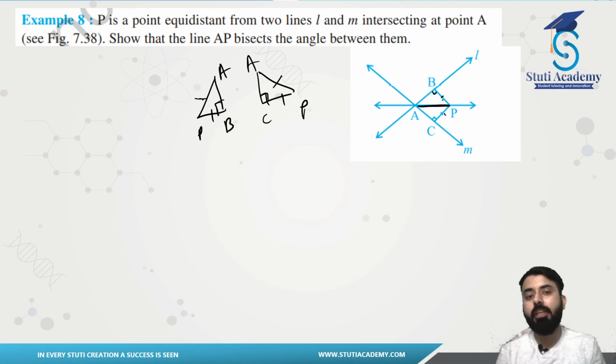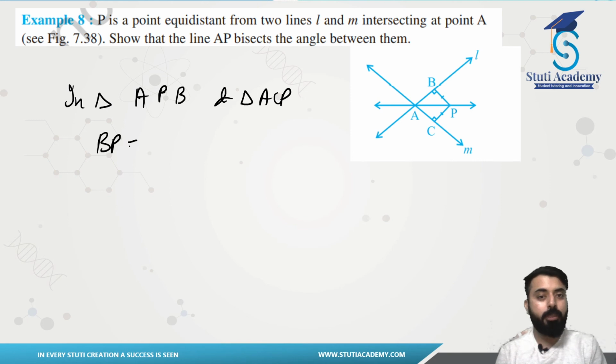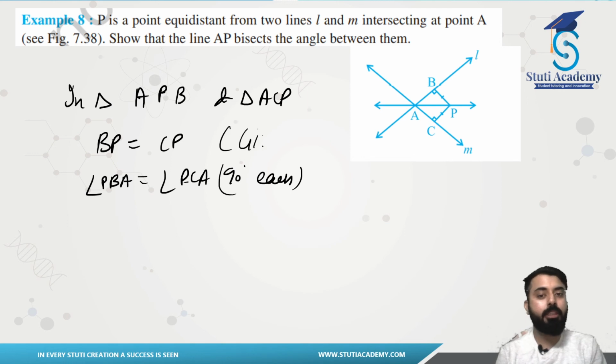Using RHS congruency criteria, you can say both of the triangles are congruent, and you have to prove that these two angles are equal. That means they are bisected. So you can easily prove them using CPCT. So I'm going to erase this one and see what we have now. So in triangle APB and triangle ACP, right? You guys see in these two triangles, I can see BP is equal to CP, angle PBA is equal to angle PCA, 90 each, and that has been given, and I know AP is equal to AP, which is common.